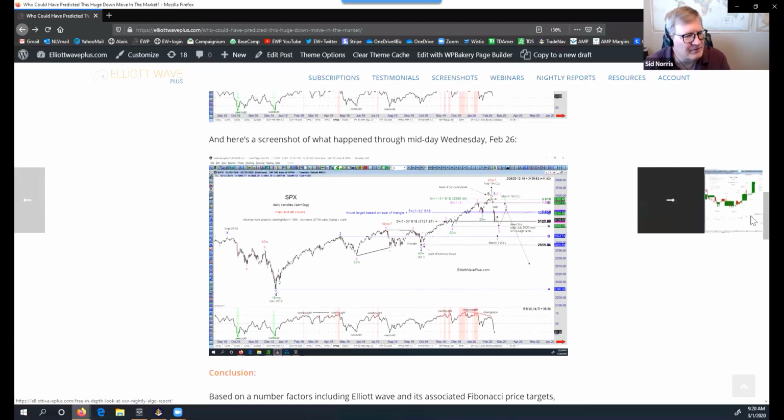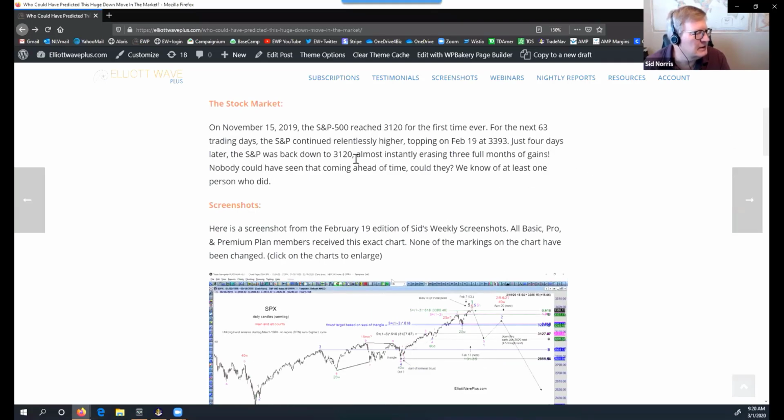As a matter of fact, the very opening paragraph really tells it. On November 15th of 2019, the S&P reached 3120 for the first time ever. For the next 63 trading days, it moved continuously, relentlessly higher. We knew it was a thrust out of a triangle, and we knew that it was extending. It was a pretty long one, traveling within a very narrow channel. Then in just 4 days after the February 19 high of 3393, the S&P was back down to the November 15 level.